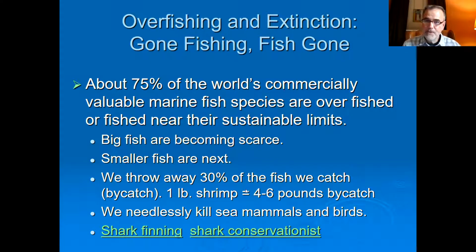Or something to consider, with shrimp that are on the bottom. For every 1 pound of shrimp they bring up, about 4 to 6 pounds of bycatch, right?